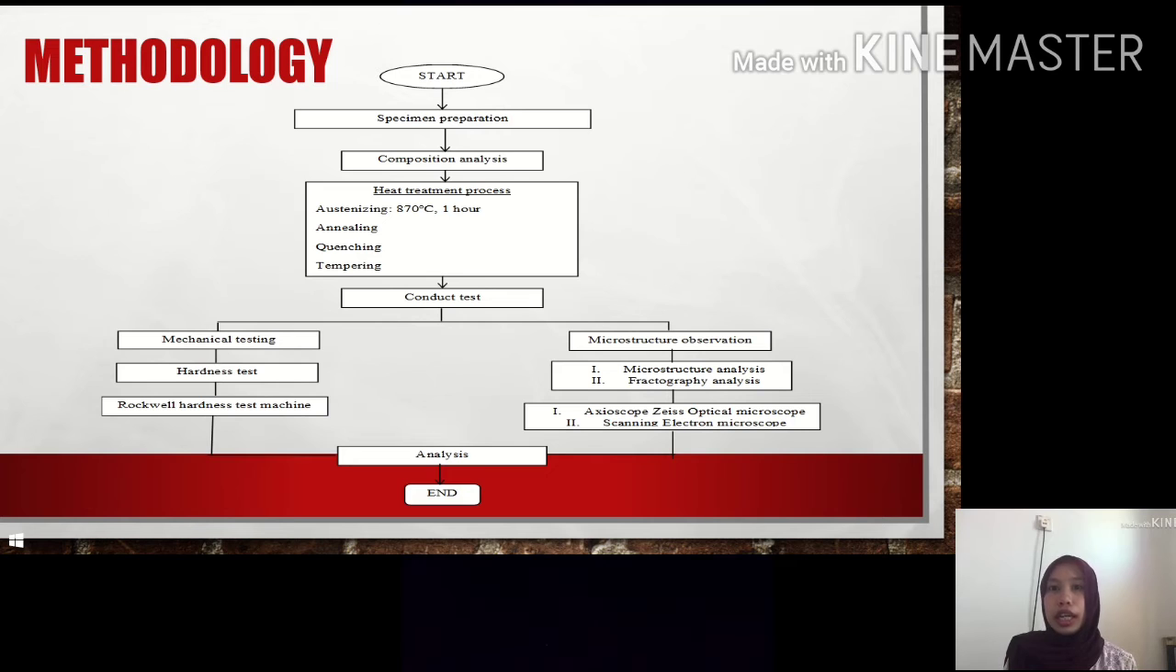Then we do annealing, quenching, and tempering. For tempering, we have four different temperatures, which are 400 degrees Celsius, 450 degrees Celsius, 500 degrees Celsius, and 550 degrees Celsius. Then we conduct the tests. We use mechanical testing, which is the hardness test and tensile strength, and the microstructure observation, which is the structure of the material after the process.